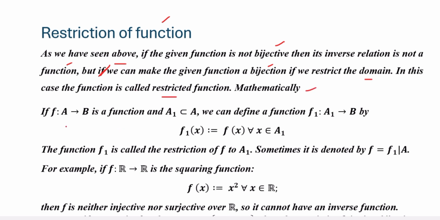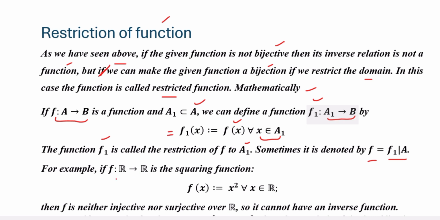Mathematically, if f from A to B is a function and A1 is a proper subset of A, we can define a new function f1 from A1 to B, where the values of f1(x) are obtained from the value of f(x), where x belongs to A1. This function f1 is called the restriction of f to A1. Sometimes it is denoted by f1 is equal to f restricted to A1.